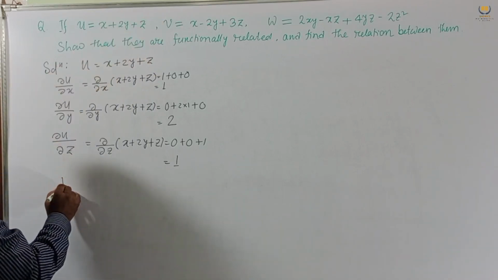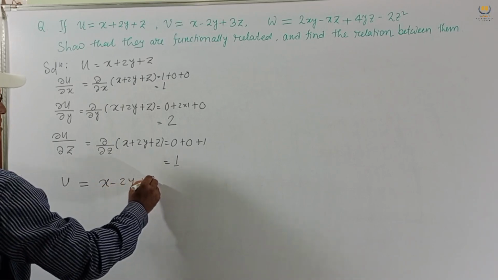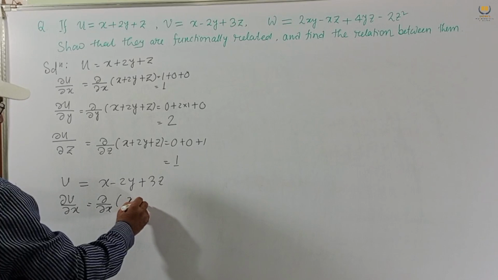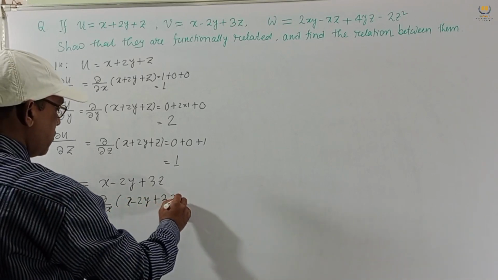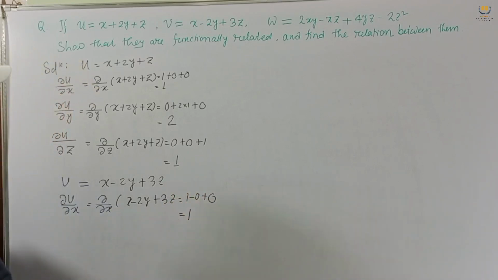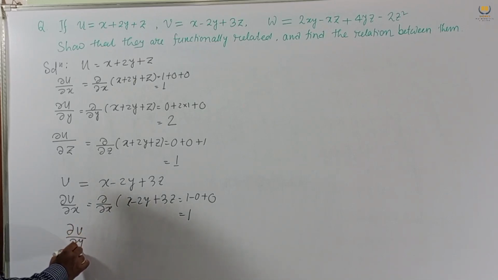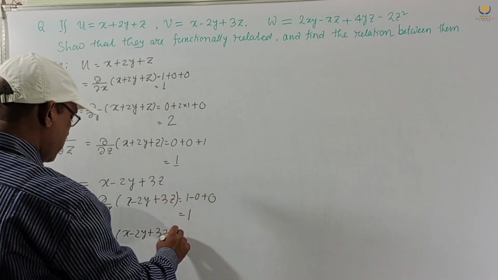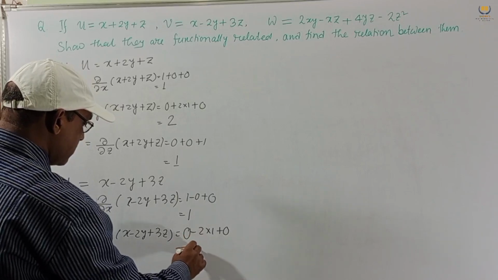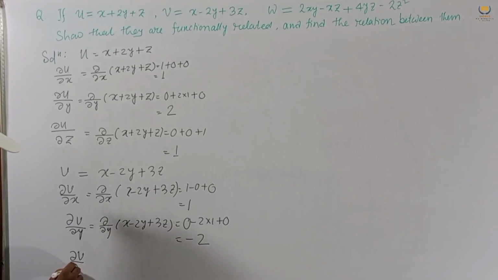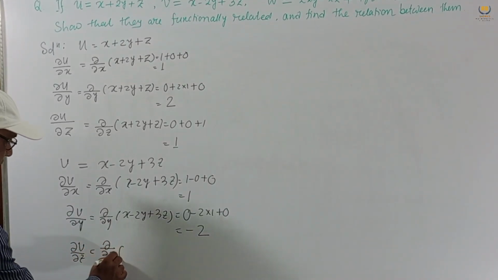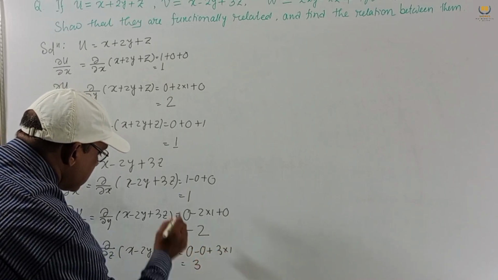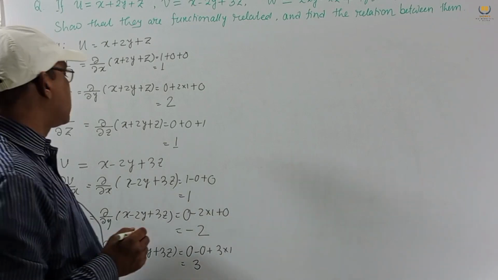Next, you consider v. V is given, x minus 2y plus 3z. So del v by del x is del x of x minus 2y plus 3z, and this equals 1 minus 0 plus 0, this will be 1. And del v by del y, this will be del y of x minus 2y plus 3z, and this equals 0 minus 2 into 1 plus 0, this equals minus 2. Next, del v by del z, this equals del z of x minus 2y plus 3z, this equals 0 minus 0, 3 into 1, this is 3 we get. Now we consider w.